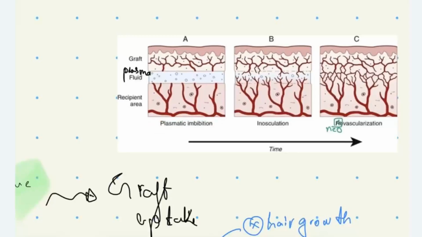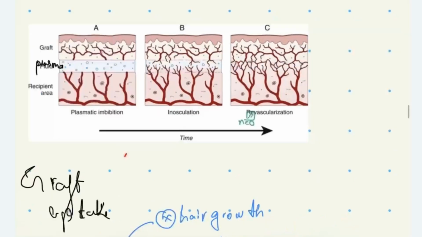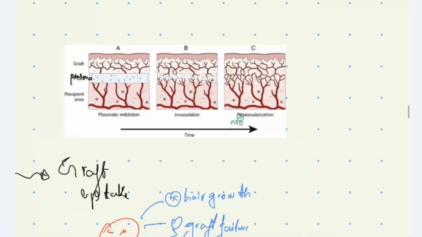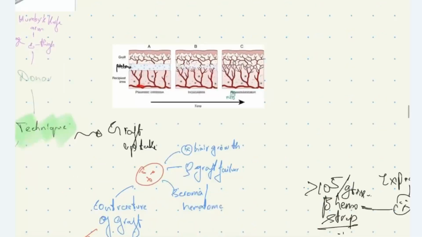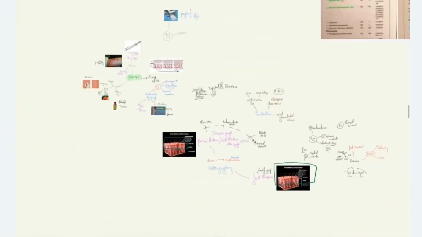Following that, a temporary fusion between the graft and recipient skin takes place, which is called inosculation. Following inosculation, there will be neovascularization and the graft will be taken up successfully. What I told now is the stage of plasmatic imbibition, followed by inosculation, followed by neovascularization and successful uptake of the graft. This is all about split skin grafting.